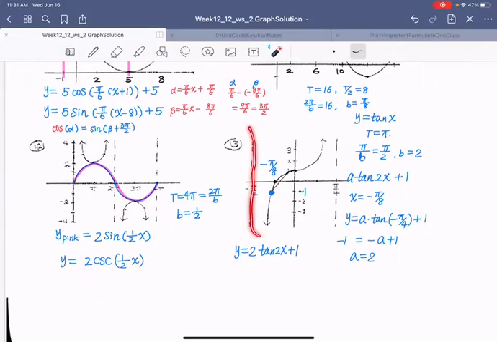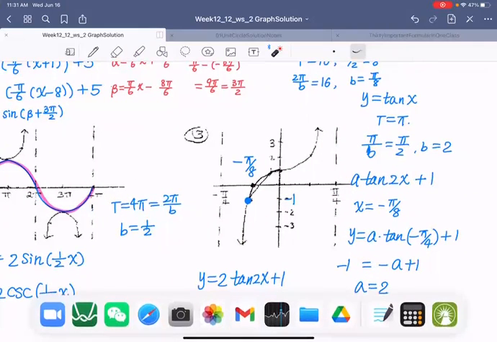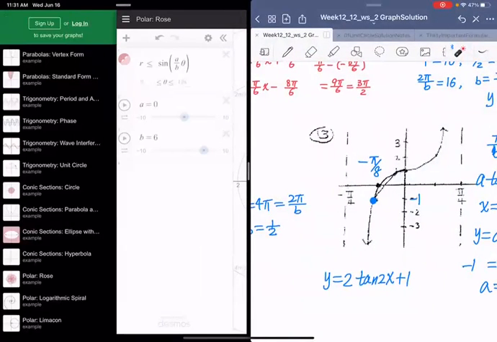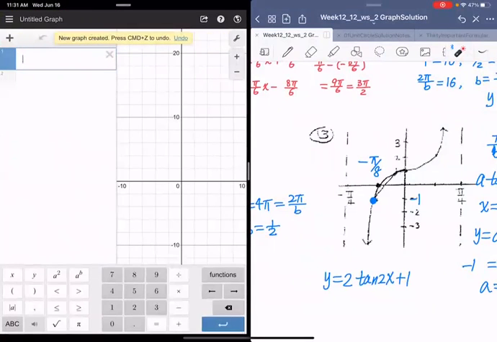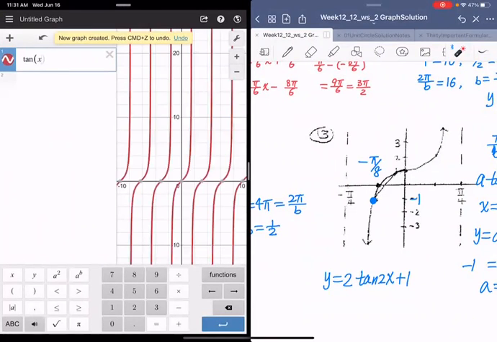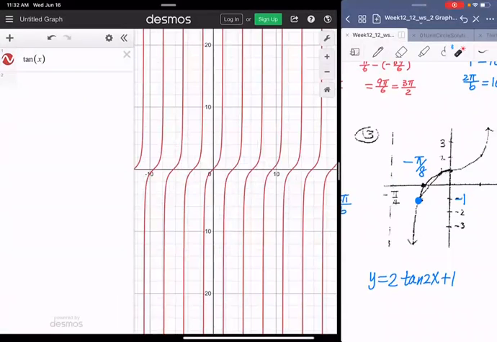The last question here. This is a tangent graph. This is the first time we see the tangent graph. For the tangent graph, if you play with Desmos, you can draw the tangent graph. Okay, this is a tangent graph. Of course, this is a periodic function, okay? It looks like this. They just show one cycle.